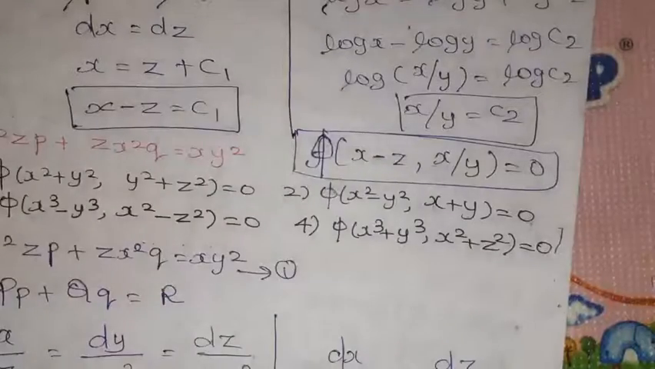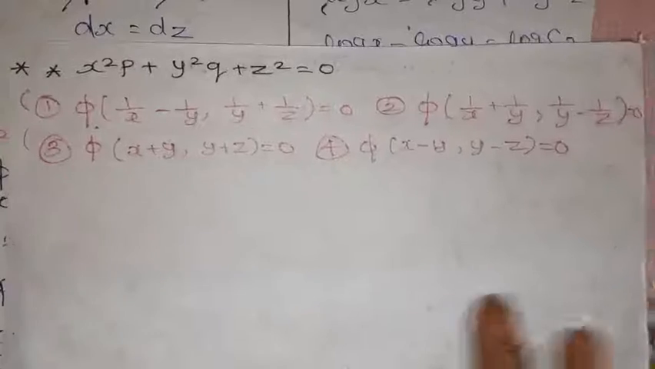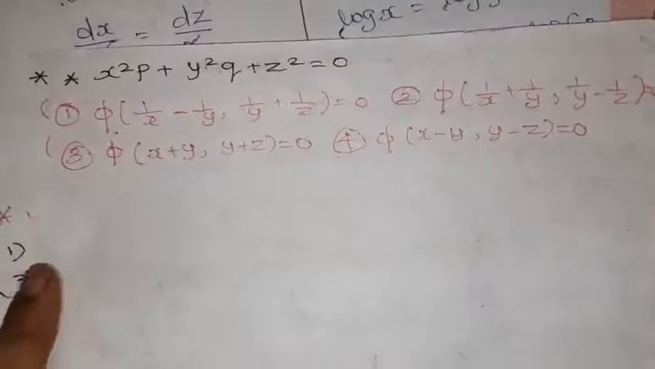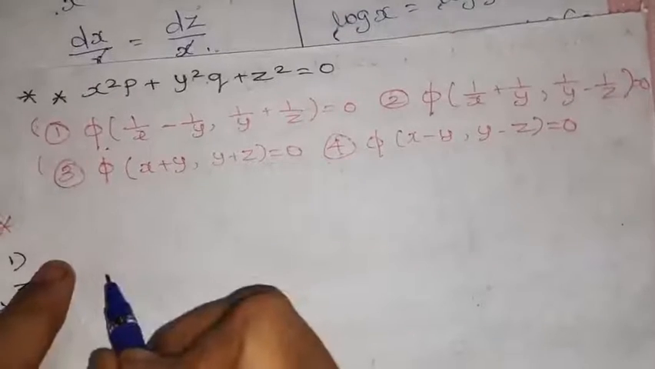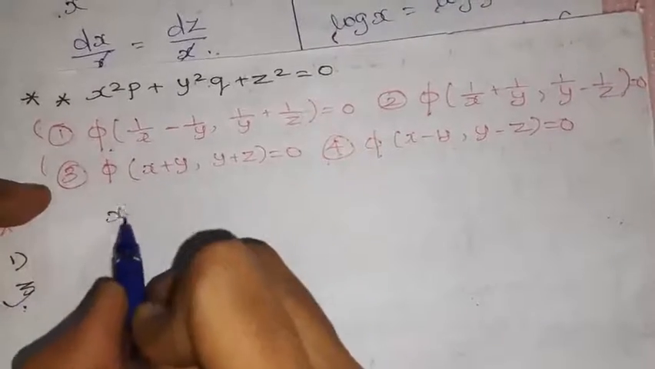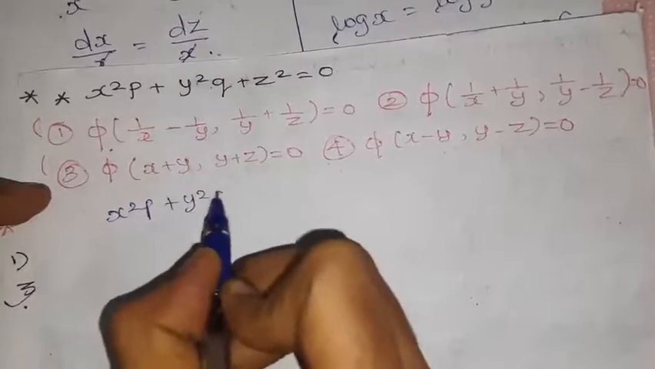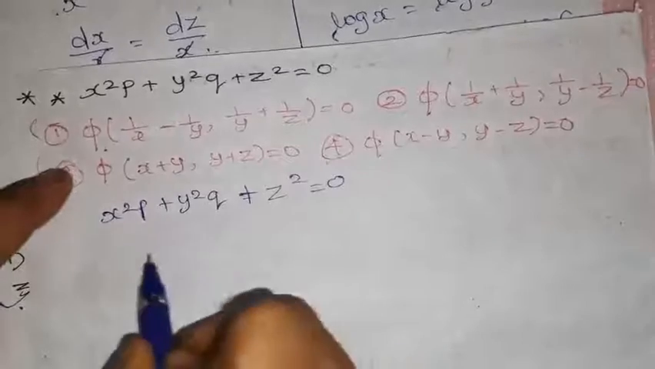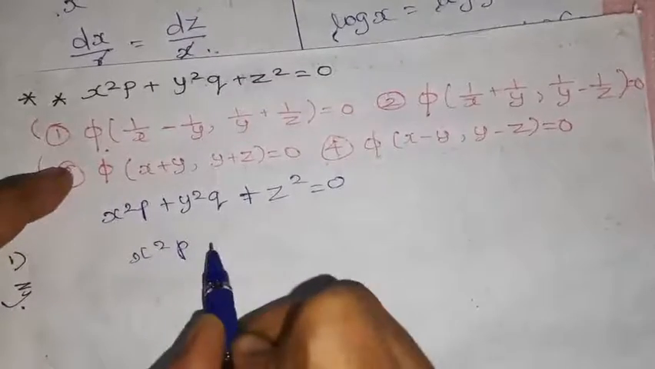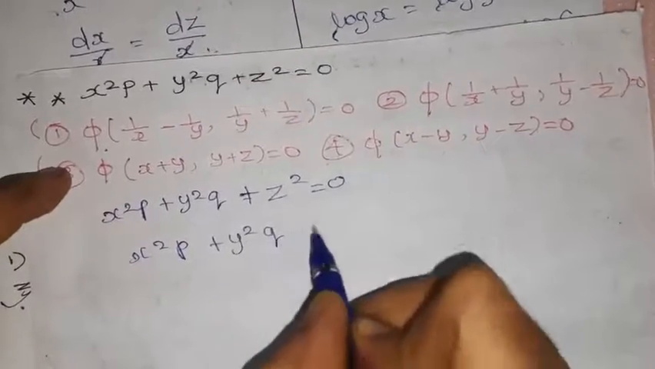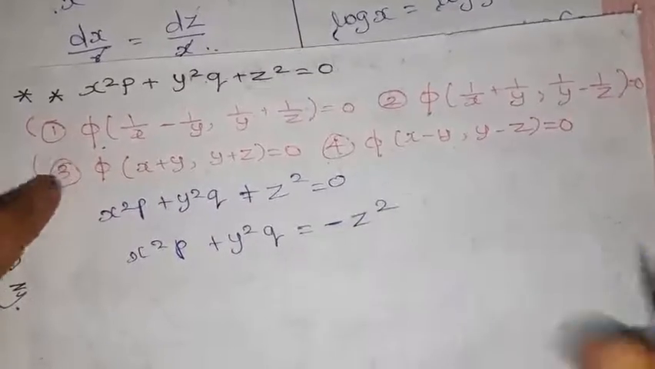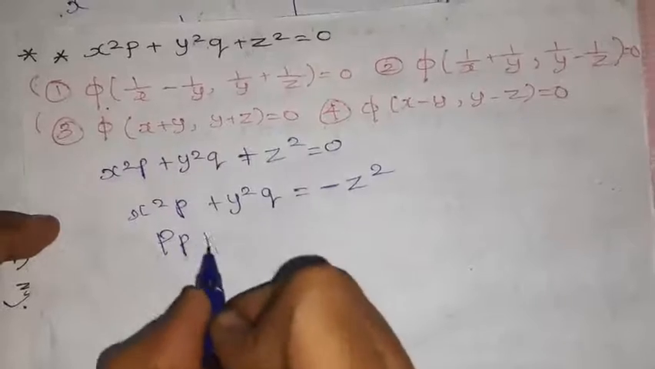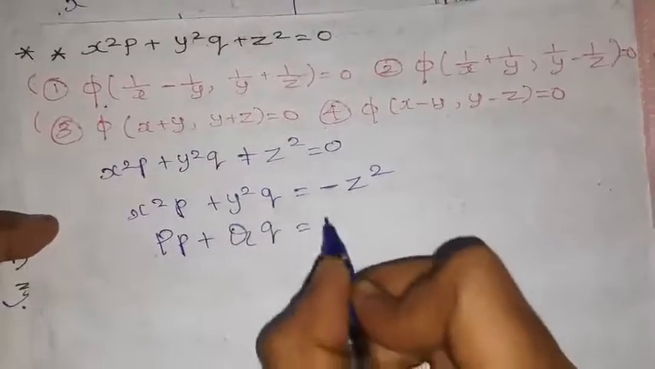Then this is the final question in the Lagrange's equation. This is very important, this Lagrange's linear equation, and very easy, so please kindly go through all of this. Okay, then what is given? x squared p plus y squared q equal to minus z squared. We can write it in the form Pp plus Qq equal to R.